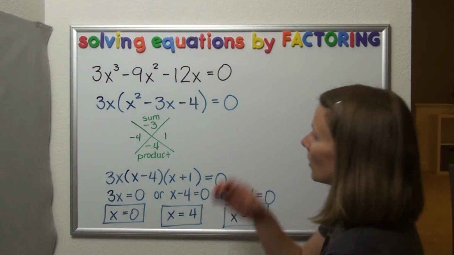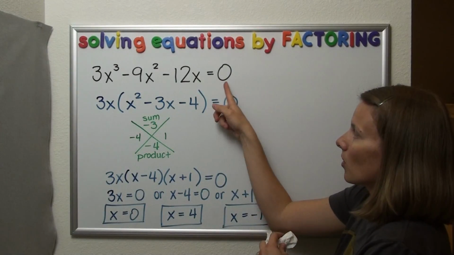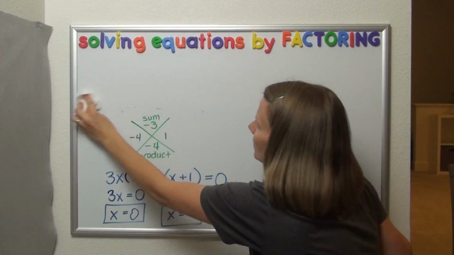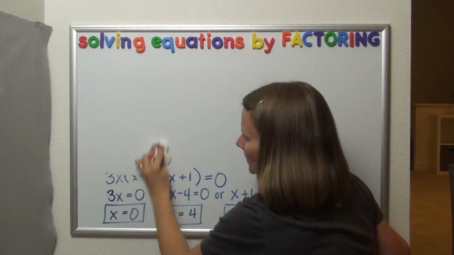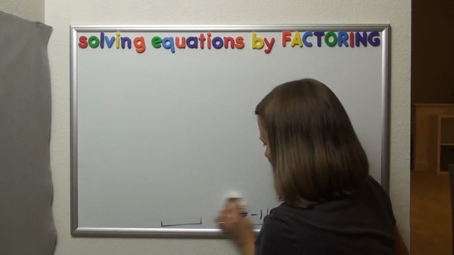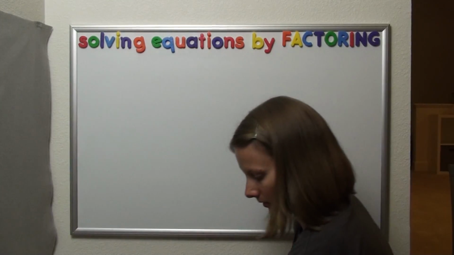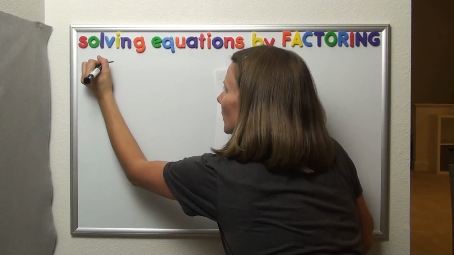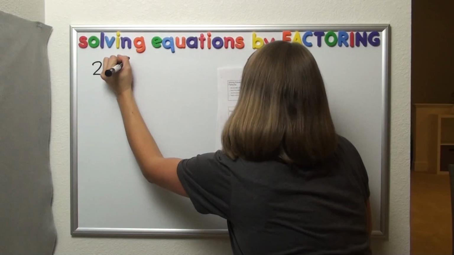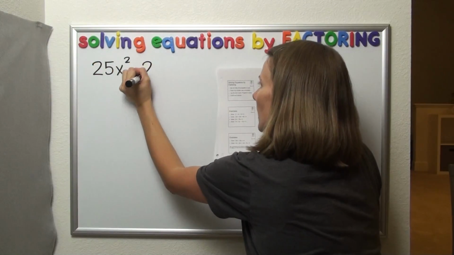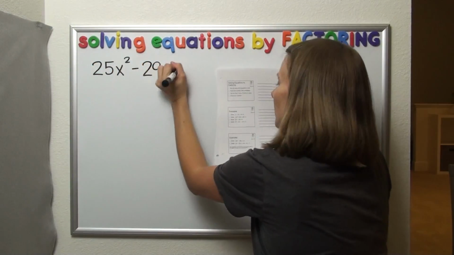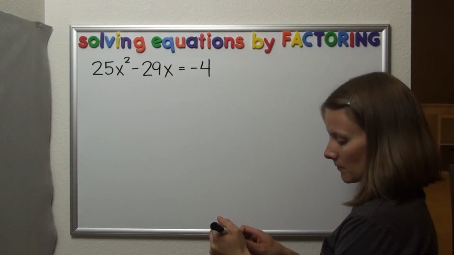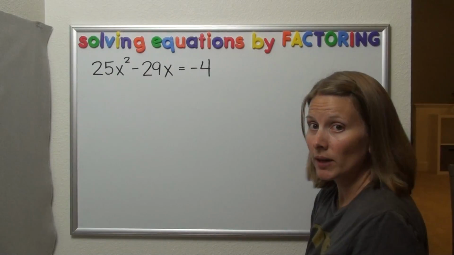All right, now so far we've seen examples that are already set equal to 0. So now we're going to see what happens if our initial equation is not already set equal to 0. How do we handle that? So let's look at 25x squared minus 29x equals negative 4. All right, so step one is to set it to 0.